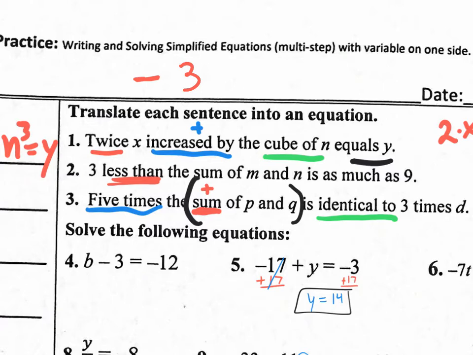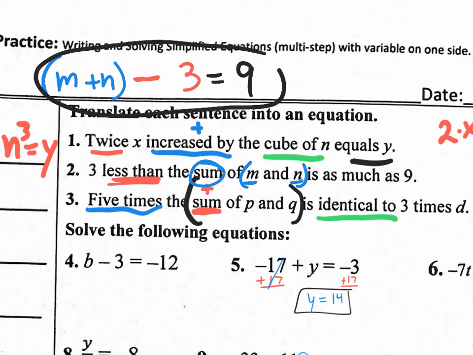And what are we subtracting? It says 3 less than the sum of m and n. So the word sum means addition, and we're talking about adding the m with the n. So in order to do this, you're going to have to put those in parentheses. So you're going to put the sum of m and n in parentheses and then minus 3, because that's what is being subtracted. 3 is less than the sum of m and n. So that's why you put the minus 3 second. And it says is as much as 9. So this is your equation that you want to write.